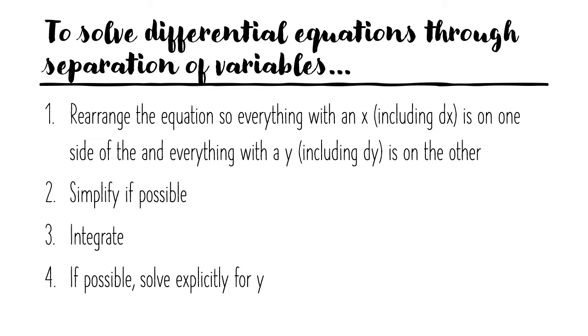It's important to note here that you cannot have dx or dy in the denominator on either side of the equation, because we do not know how to integrate something, for example, like the integral of x over dx. We don't know how to do that. So we need to make sure dy and dx are on opposite sides of the equation and not in the denominator.